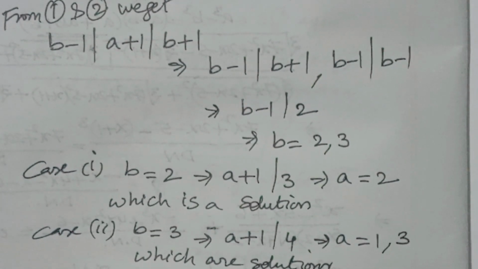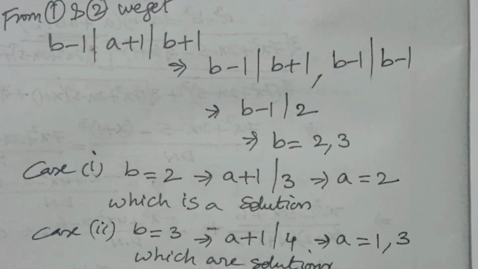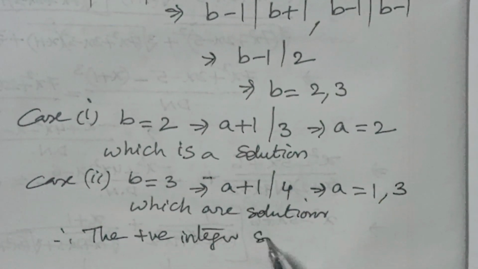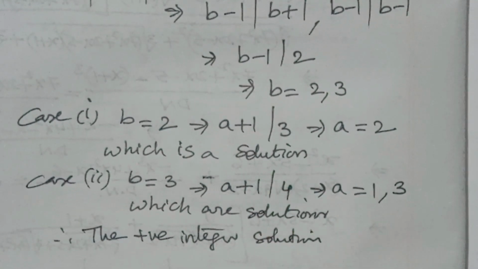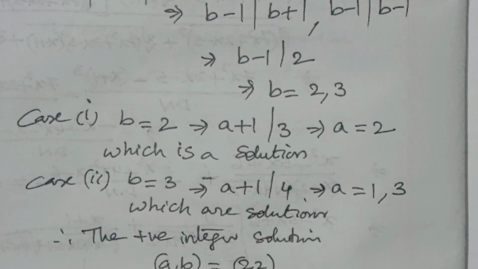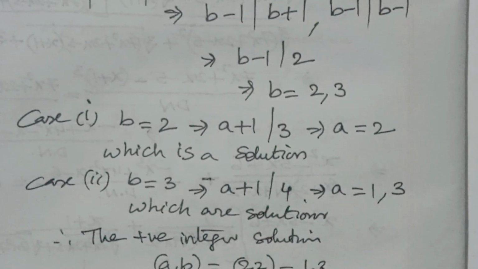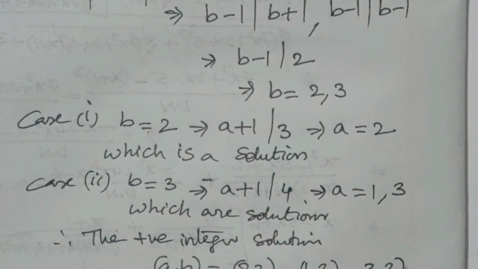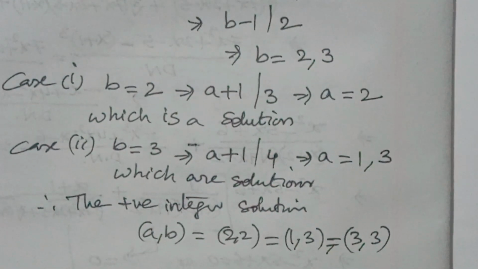So therefore the positive integer solutions we get (a, b) will be (2, 2), (1, 3), (3, 3). I hope you understood the video.